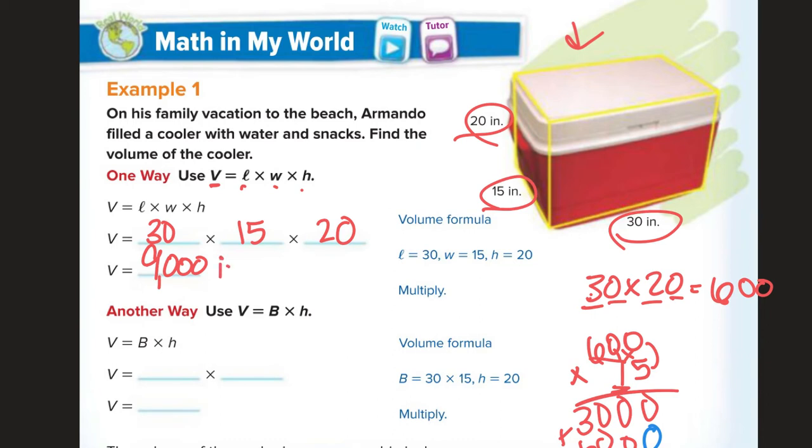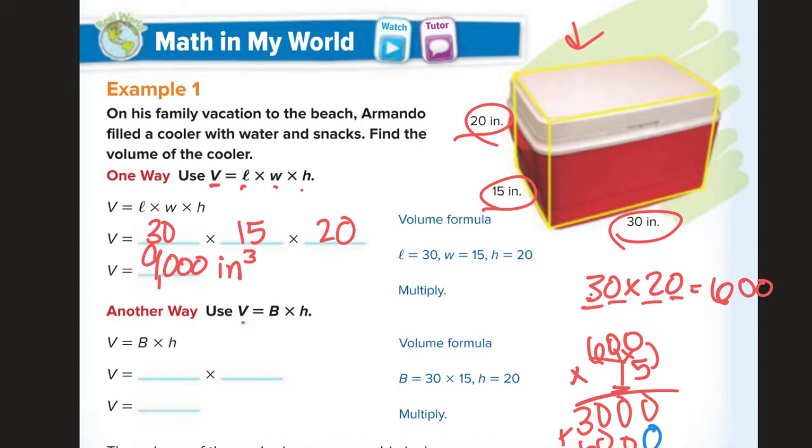9,000 inches. Now with area, when we were multiplying two things, it was inches with a little 2, inches squared. Now because we're multiplying three things, volume is actually inches cubed is what it's called. Or inches to the third power. You usually say inches cubed. Or cubed inches. You could flip it around too.